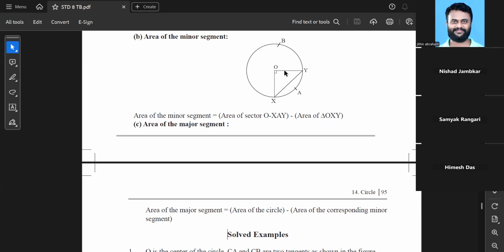So area of the segment. How to find area of the segment? In simple logic, in this case, this is the sector and this is a triangle. Now from the sector, if you remove this triangle, what you're left with is the segment. And that is the formula of segment. Area of the segment is area of the sector minus area of the triangle. So far, so clear?